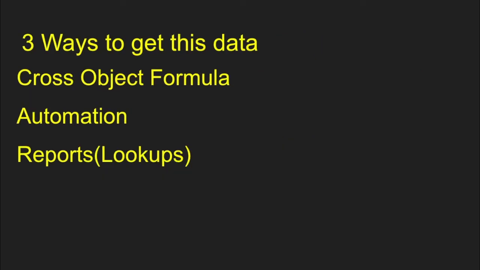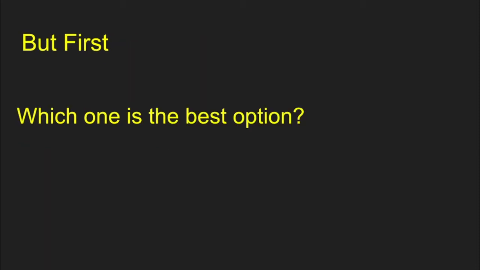There are three ways to get this data onto the record. The first one is your cross-object formula. You can do it with automation, and you can also do it with your reports, with your report type, using the lookup function. But you may be wondering, which one should you use and why should you use it? The answer will vary depending on what outcome you want.